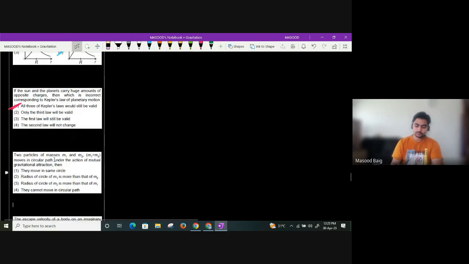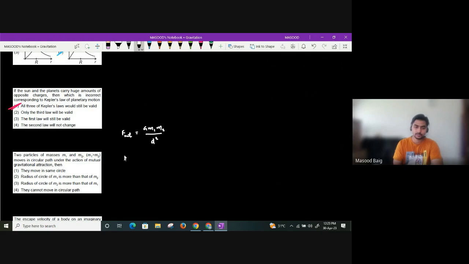Two particles of mass m1 and m2 move in circular path under the action of gravitational force, then m1 is greater than m2, it seems. Whatever the situation is, guys, what will be the net force acting here? Net force acting on any mass you take will be G m1 m2. Let us say the distance is d. In circular path they are saying, so I'll get d square.